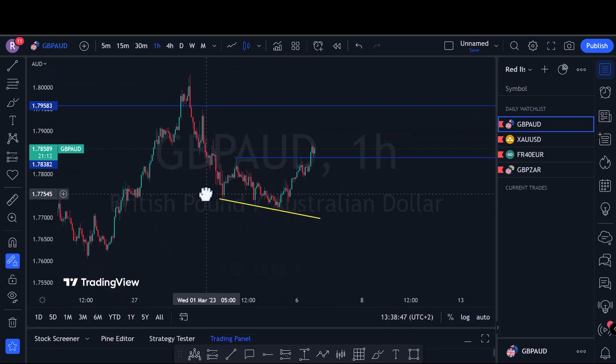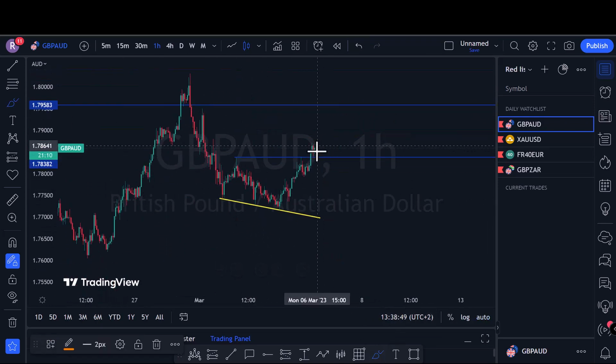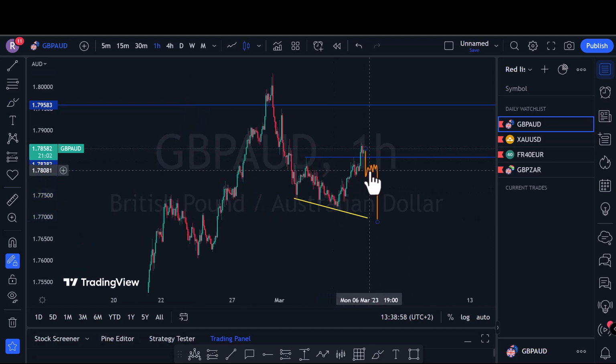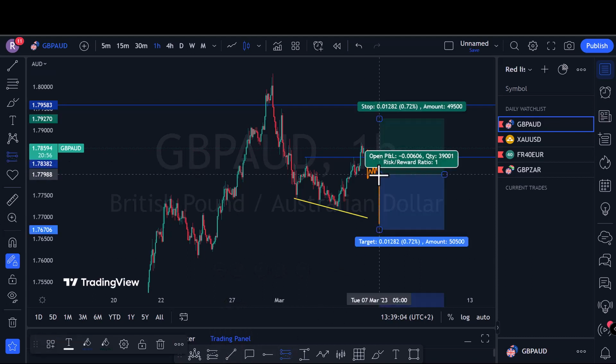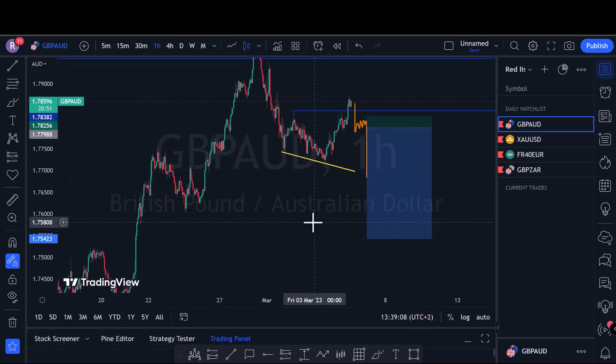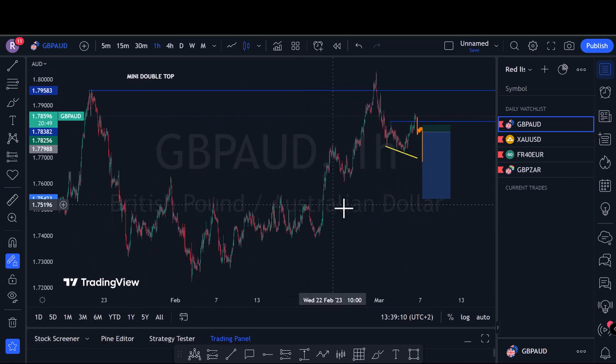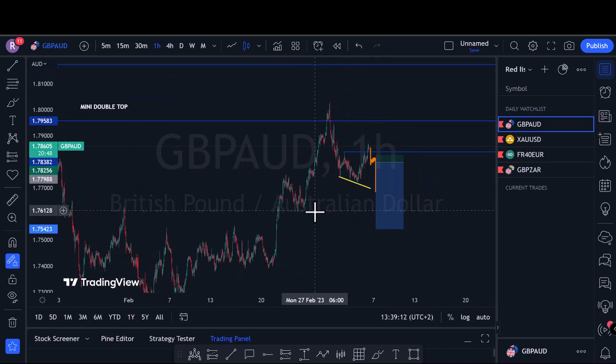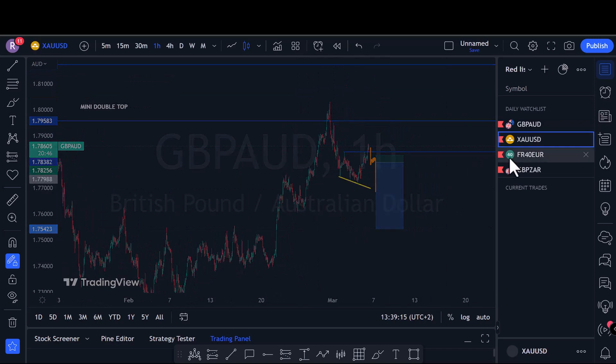What I'm looking for is price to come back below and then give us a nice tiny flag, a 15-minute or a 5-minute flag right there. And when we have it, I'm going to put a sell stop below, and then I'll be taking GBPAUD to the downside. I think that one is perfect. Now let's go to the next one.